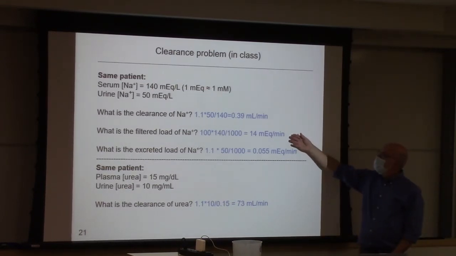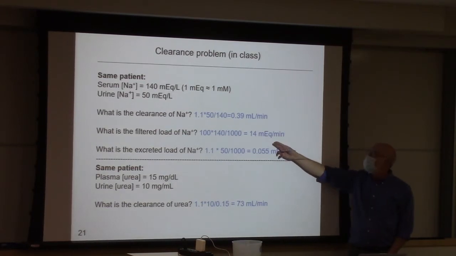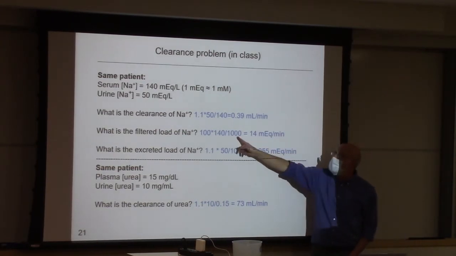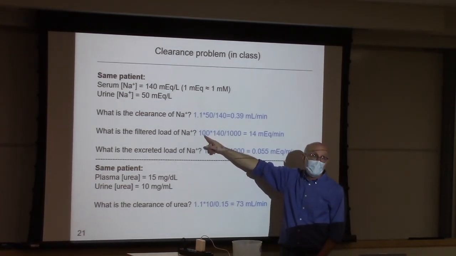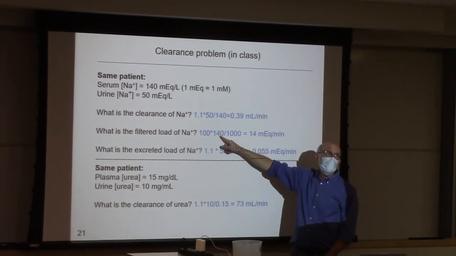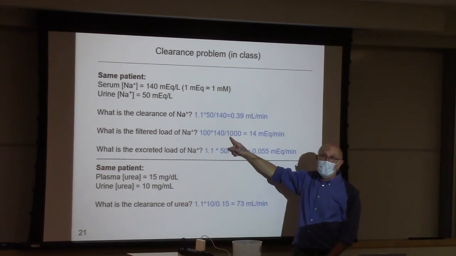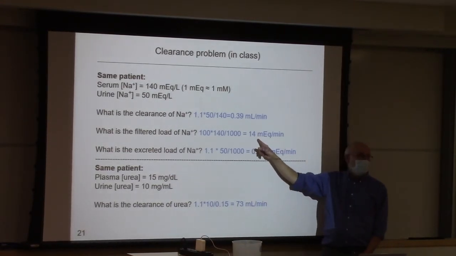So here's the filtered load of sodium, 14 milliequivalents per minute. Here we did have to change, because this is in mils per minute, and this is in milliequivalents per liter. So I had to make sure I converted that into mils. Any questions about this number?